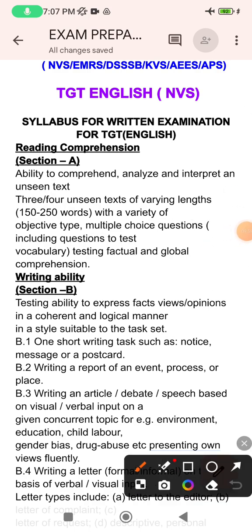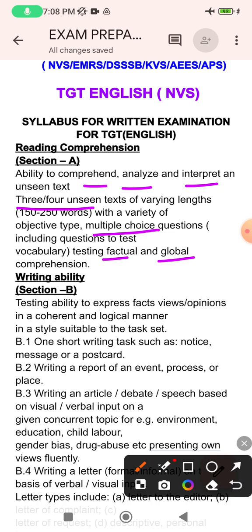Here you will have some passages, three or four passages having different questions based on MCQs. Passages may be factual or global comprehension, testing the ability to comprehend, analyze, and interpret the unseen passage. So here no need to get worried. Unseen passages, short passages you will find in the question paper, three or four passages, and passages may comprise 15 to 20 questions. Questions will be MCQs.